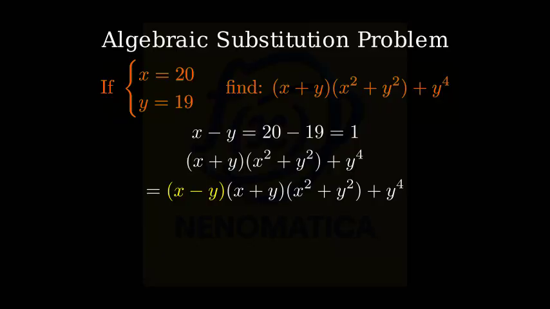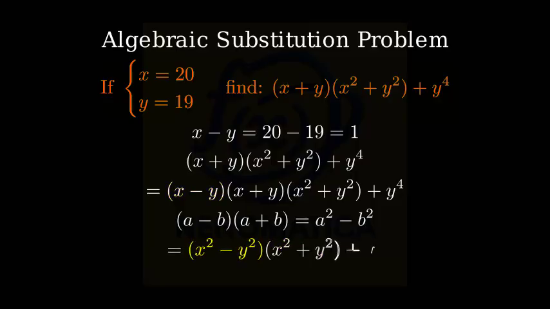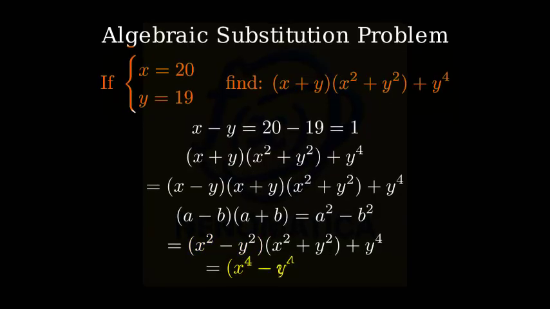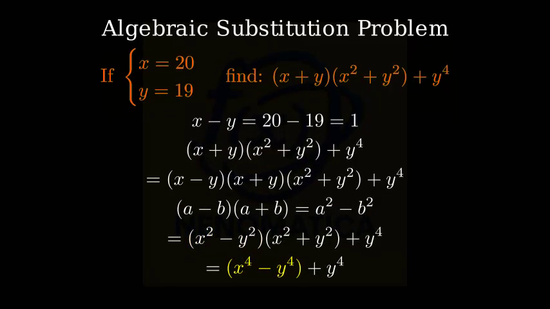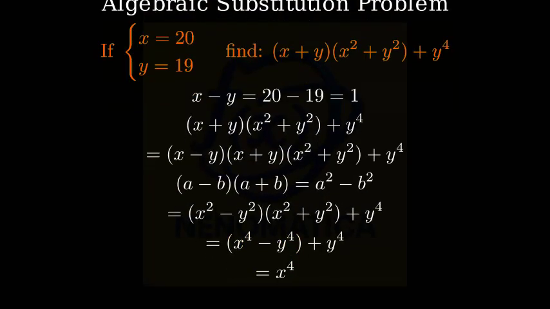The product of x minus y and x plus y can be simplified using the difference of squares formula. We know that a minus b times a plus b equals a squared minus b squared. So in our case, x minus y times x plus y equals x squared minus y squared. Now, we can apply the difference of squares formula again. The product of x squared minus y squared and x squared plus y squared equals x to the 4th power minus y to the 4th power. Looking at our expression, we now have x to the 4th minus y to the 4th plus y to the 4th. The minus y to the 4th and plus y to the 4th cancel out, leaving us with just x to the 4th power.